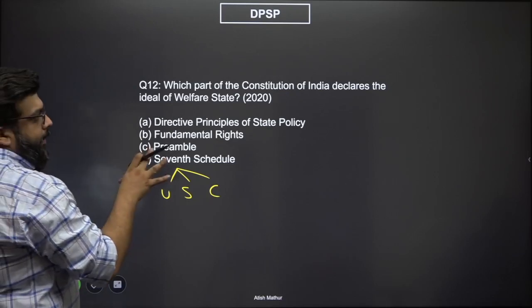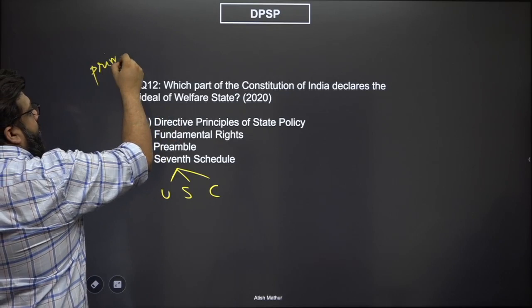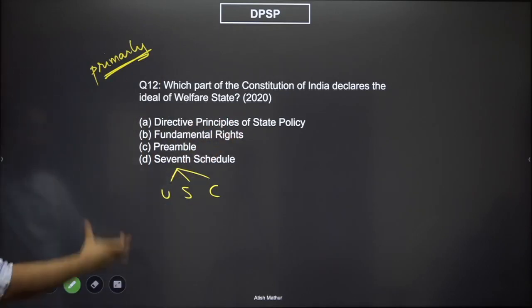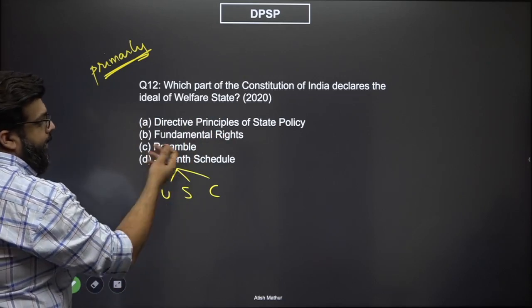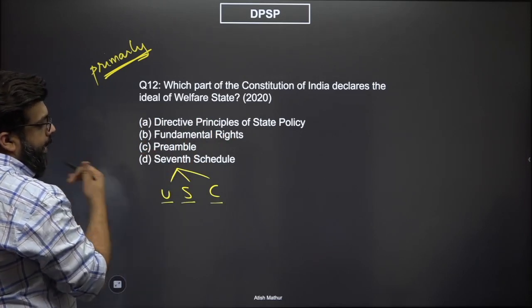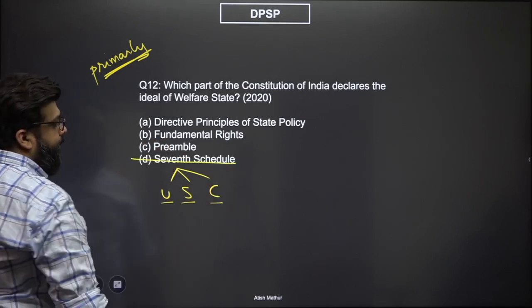You have to think about it as which of the following primarily, majorly deals with the concept of a welfare state. Majorly, that is what their purpose is. Now, laws that you can make under the union list, the state list, and the concurrent list could be welfare and non-welfare in nature. So this is not the option.